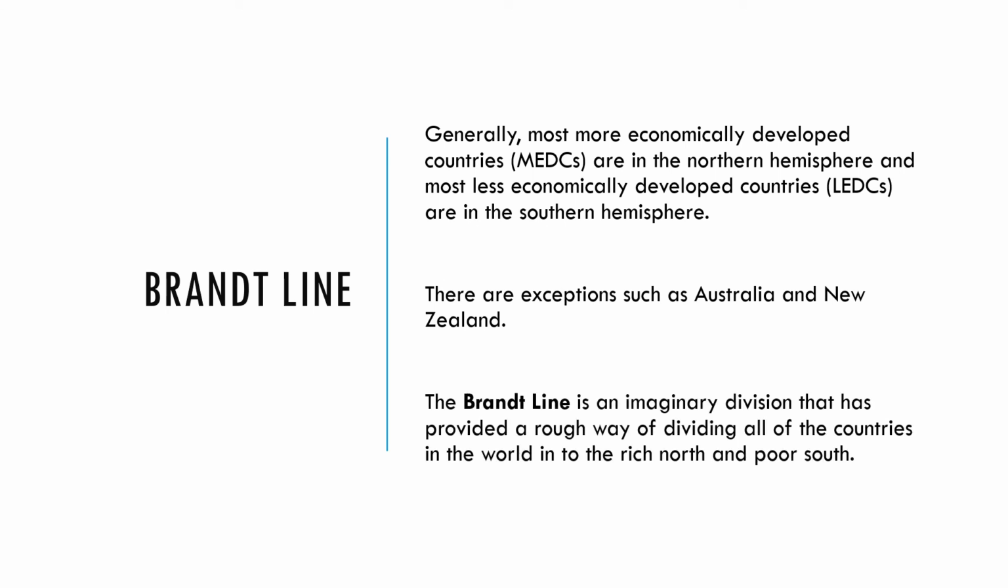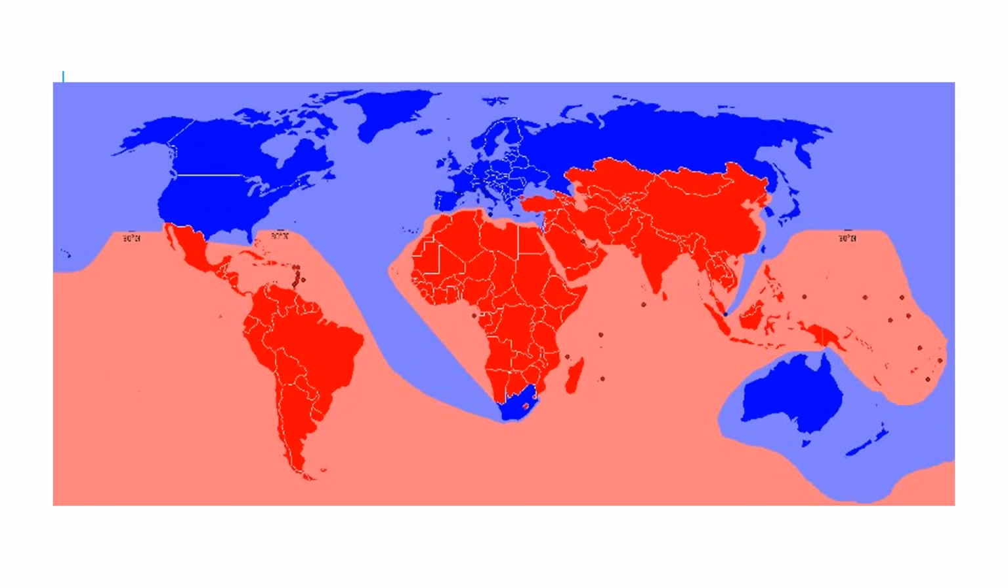And the Brandt line is an imaginary division that's provided a rough way of dividing all of the countries in the world to the rich north and the poor south. So here would be an example. We can see a line that goes broadly through above Mexico and then across around the Caribbean. It just quickly loops in South Africa before going across the north of Africa, round Asia, and then looping in again to include Australia and New Zealand.